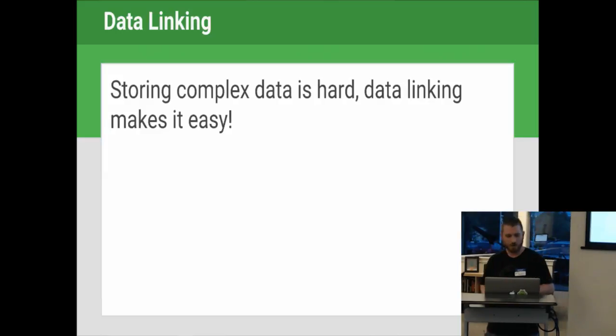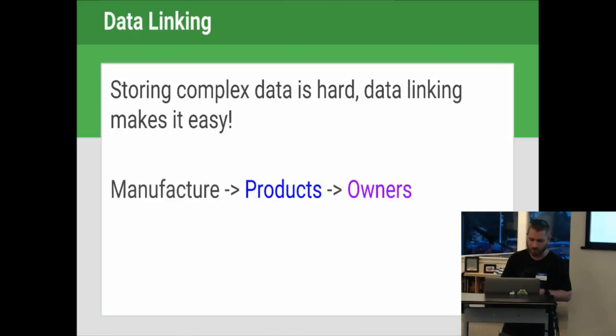So data linking. So data linking, we can think of this, I think I've got an example. Everybody can agree that manufacturers make products and then people buy the products, right? So in a database, you'd probably have manufacturers, you'd have products that are linked to the manufacturers, and you'd have owners that are linked to individual products. Now, they're not all joined together per se, but there are some joins in there.